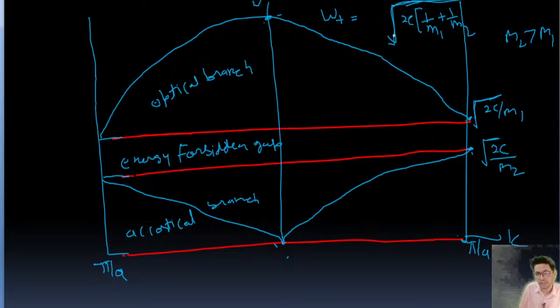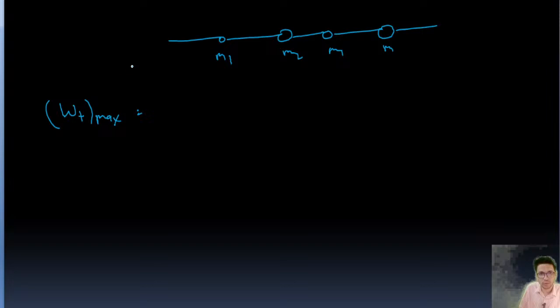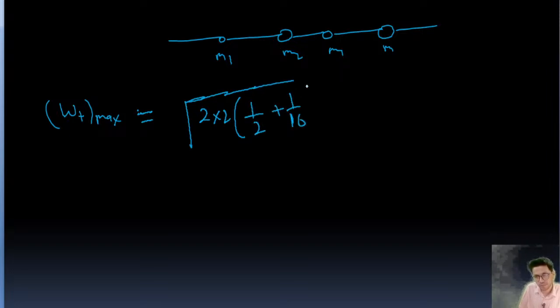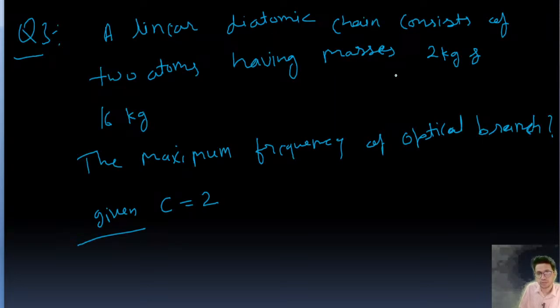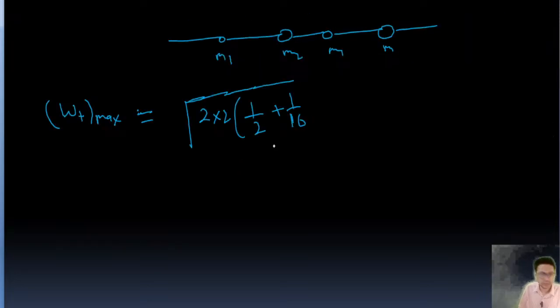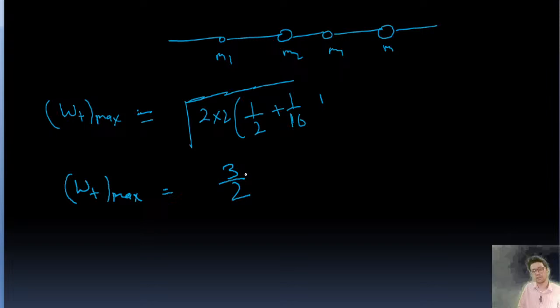This we know from the graph, right? Omega plus equals root of 2c into 1 upon m1 plus 1 upon m2. So this is going to be root 2c, 2 into 2, c value is 2, into 1 upon 2, m1 is 2, plus 1 upon 16, because it is given in the question. So now we can solve it. Very simple. If you solve it, omega plus maximum frequency is going to be 3 by 2. 4 and 16, 16 will get cancelled, and 9. This is 3 by 2.